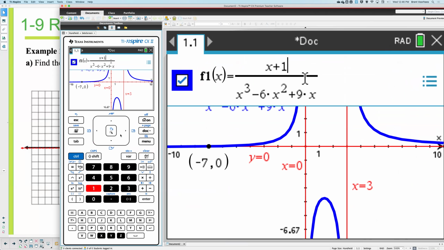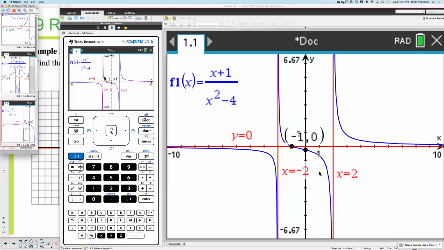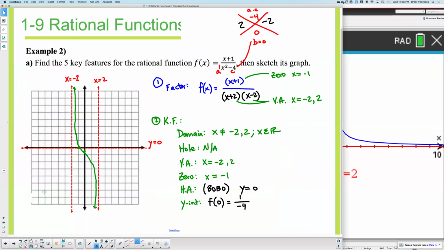X plus 1, and then the denominator, it was x squared minus 4, if I remember right. Yeah, x squared minus 4. Okay, as I look at my graph, it looks like we did everything correct. This was an S-curve, which means these pieces are diagonal. So all I need to do is add that to my graph.